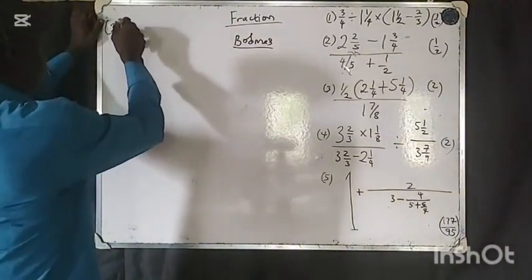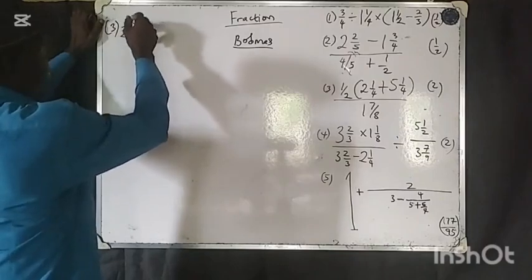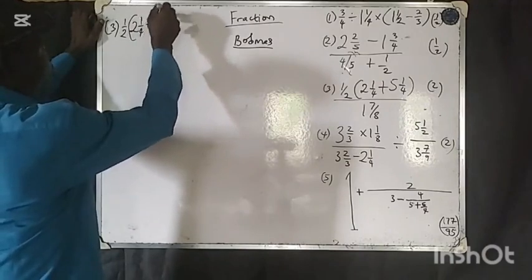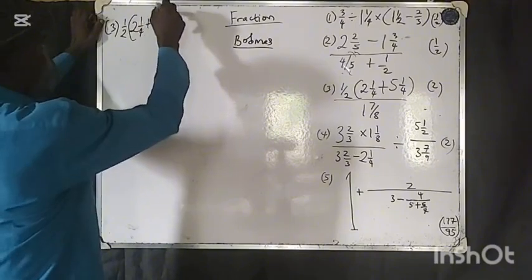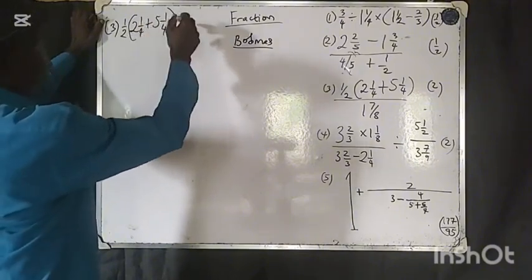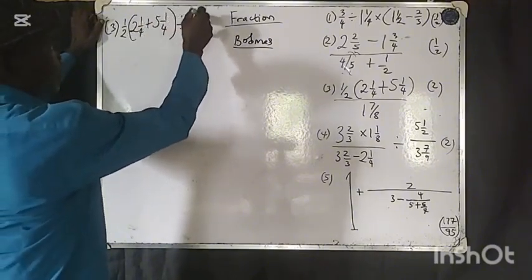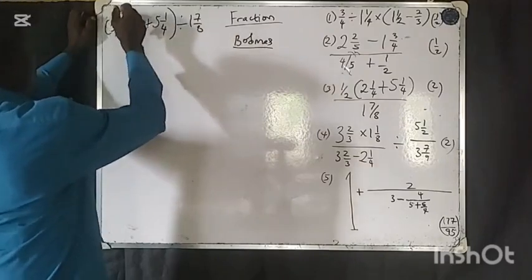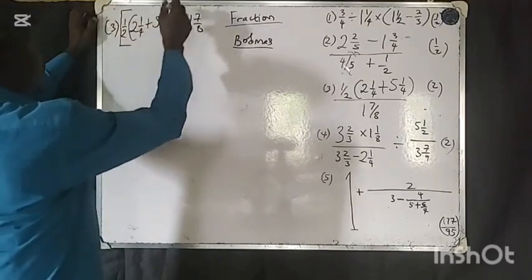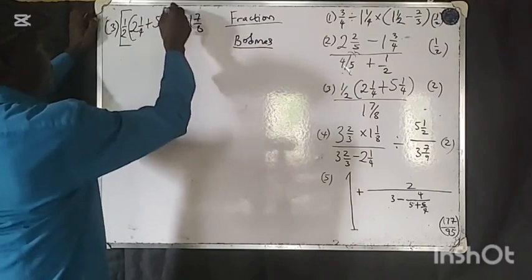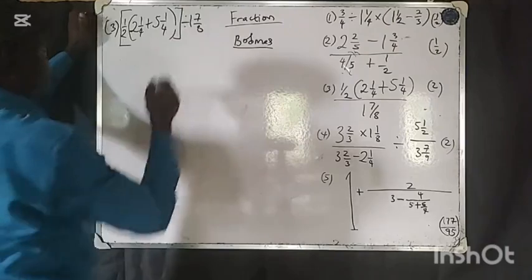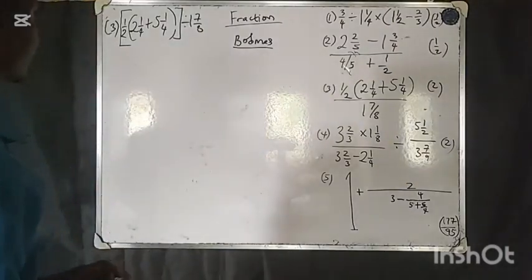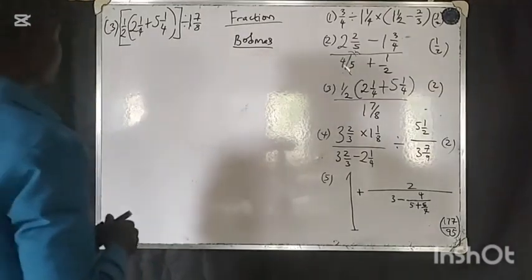We write 1 over 2, open bracket, 2 whole number 1 over 4 plus 5 whole number 1 over 4, all divide by 7, 1 over 7 over 8. All divide by this. Everything on top divide by everything down. So let's solve it now.